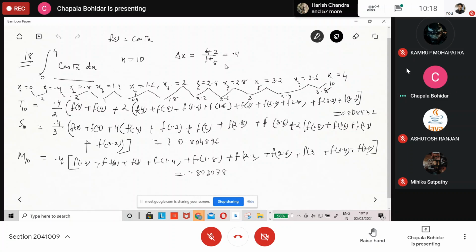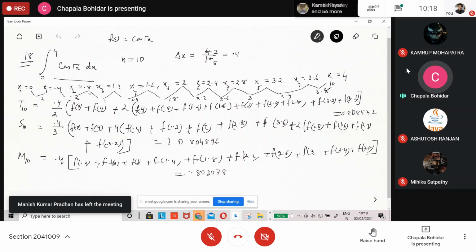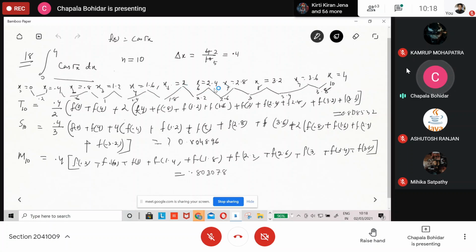Yes, ma'am. Now, here x0 is equal to 0. Then x1 is equal to 0.4, x2 is equal to 0.8, x3 is equal to 1.2, x4 is equal to 1.6, x5 is equal to 2, x6 is equal to 2.4, x7 is equal to 2.8, x8 is equal to 3.2, x9 is equal to 3.6, and x10 is equal to 4.